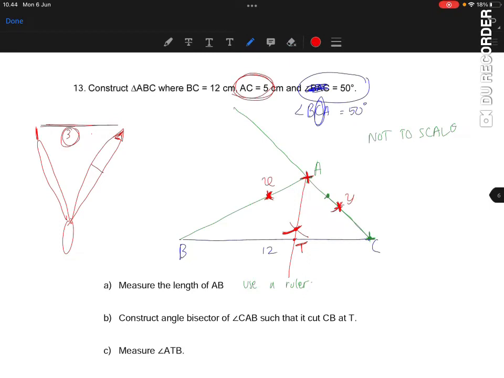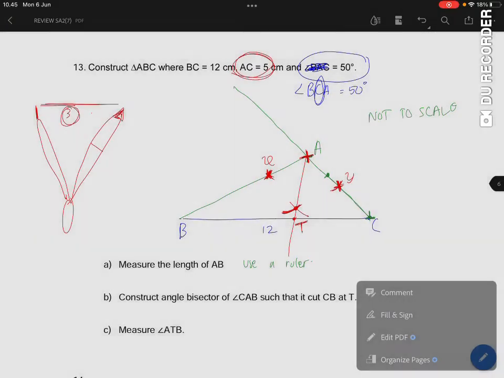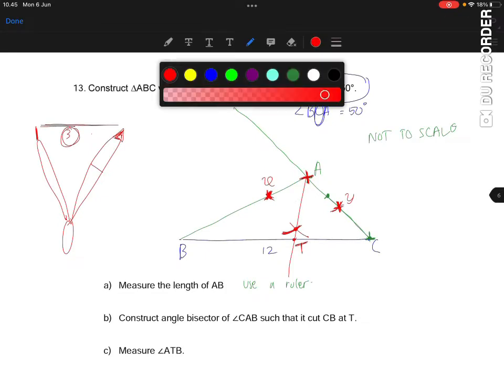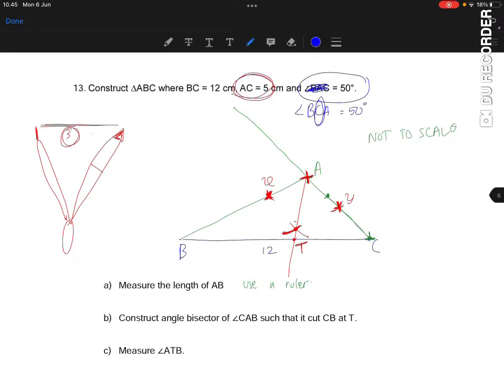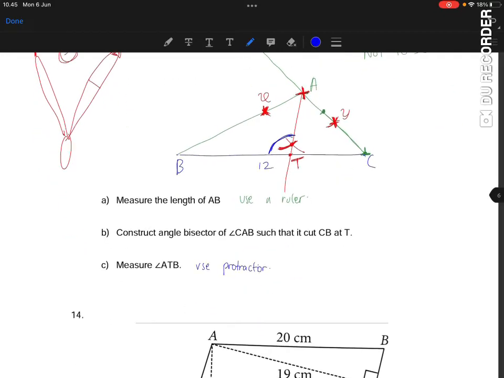Move on to number C. Measure the angle ATB. Okay, ATB, it's going to be this one. I'm going to use a blue color. ATB. Please use a protractor to find it. Alright, you can do it by yourself, right?